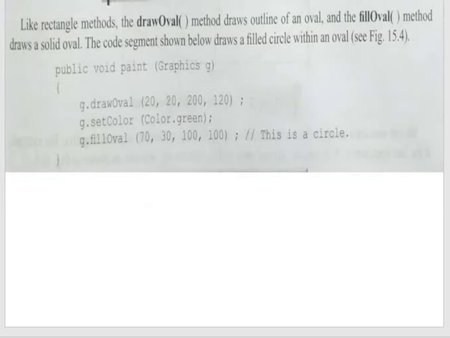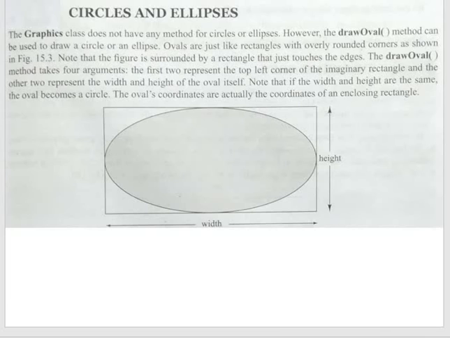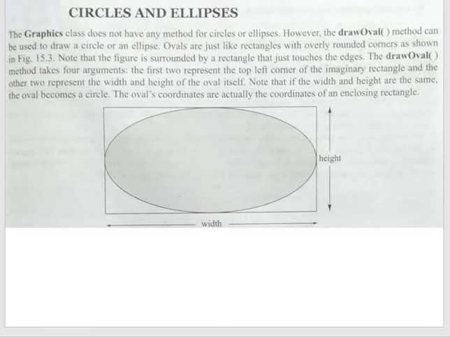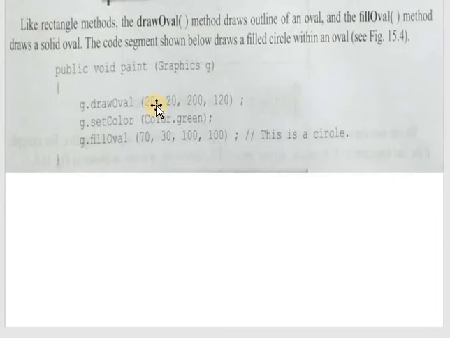Now what is expected here, what is required? Let us see here. g.drawOval(20, 20, 200, 120). Now what is this 20, 20? It represents the starting x and y value. For a circle, or an oval as you call it, at the top left corner, this particular value we can consider as 20, 20, this value x and y.